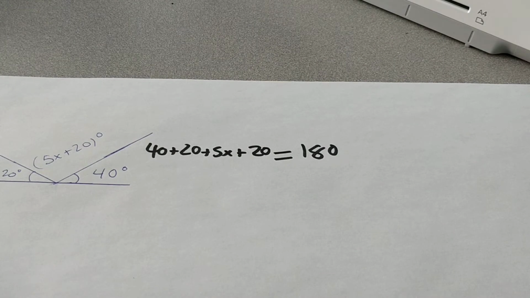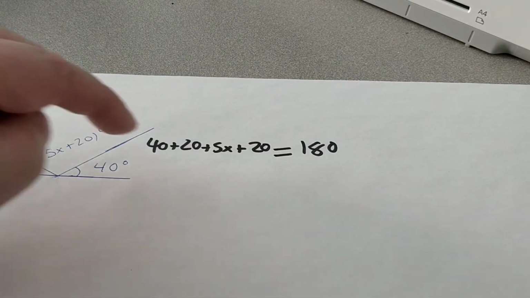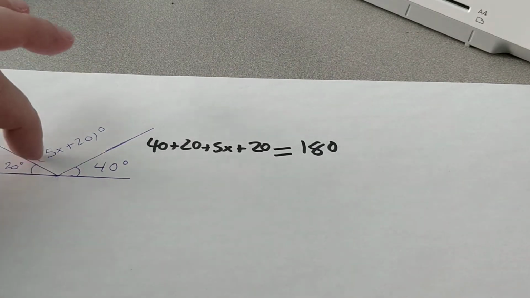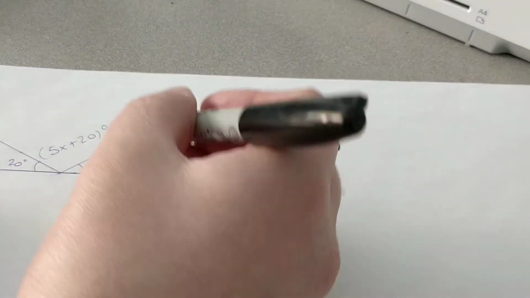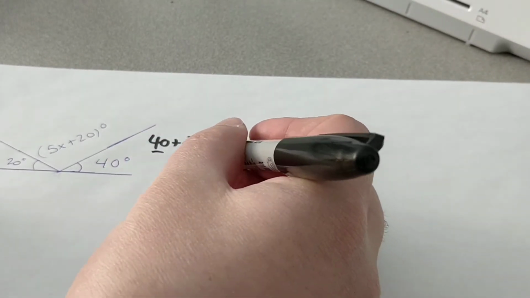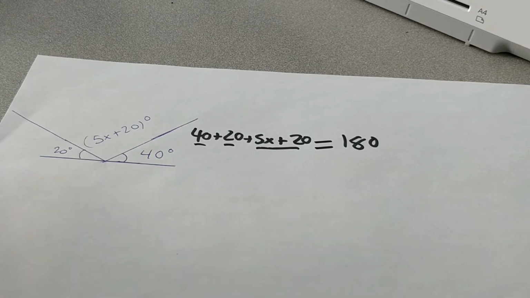So I didn't just pull these numbers out of thin air. The 40 is the 40 degrees. The first 20 is the 20 degrees right there. And then the 5x plus 20 is this third part of the equation. So you can see I've taken all 3 angles here, 1, 2, and 3. And it doesn't matter which order they're in. I just went with that order. I'm not exactly sure why.